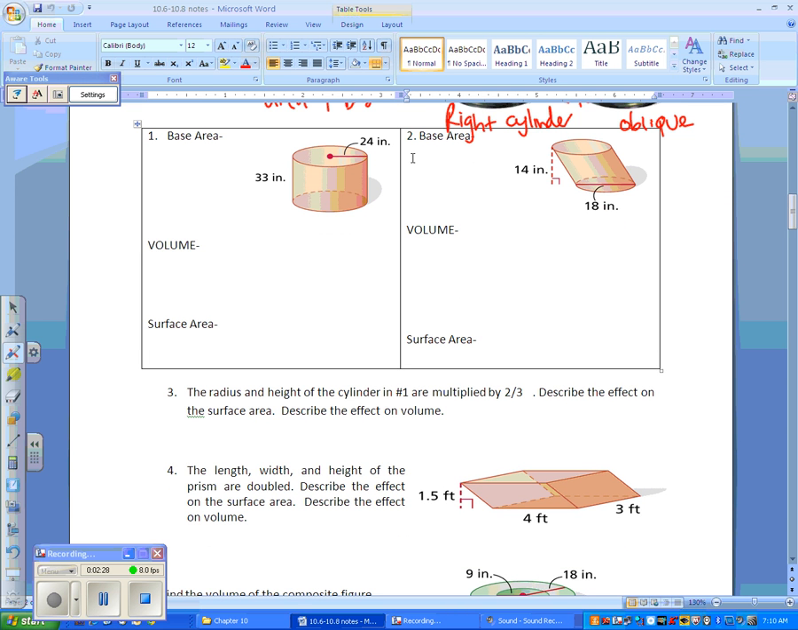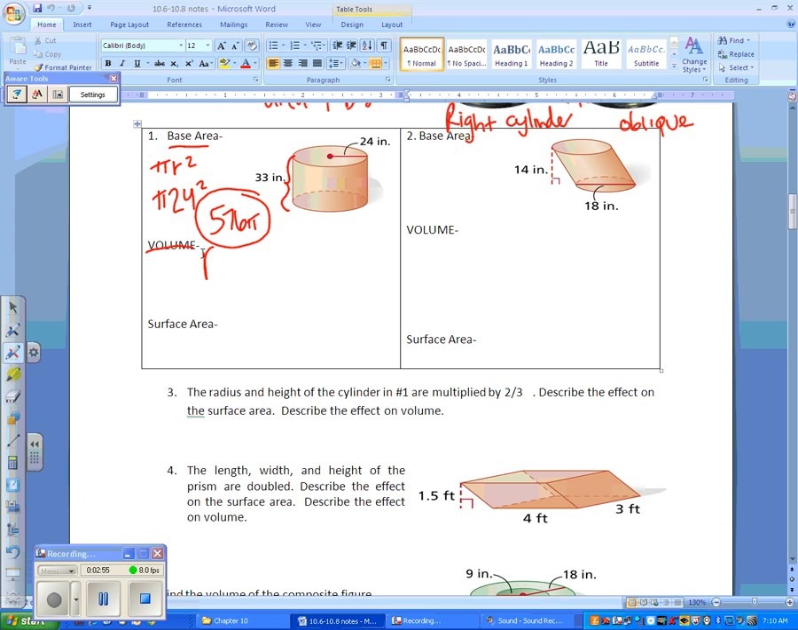We have a cylinder. Again, we want to find the volume. So to find the volume, the first thing you need to do is find the area of the base. So the base is a circle, so we know it's pi r squared. So you're going to put in 24 for the radius, so we have pi 24 squared. And 24 squared is 576. Leave it in terms of pi. So the base area is 576. So one cross section of this is going to be 576 pi's. And we have 33 inches of those.